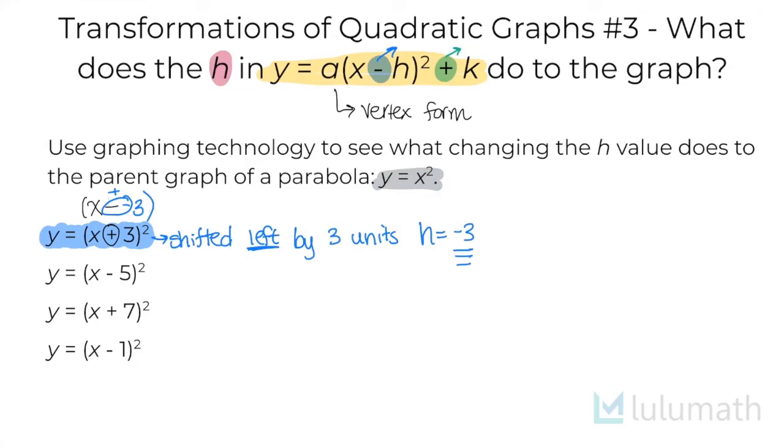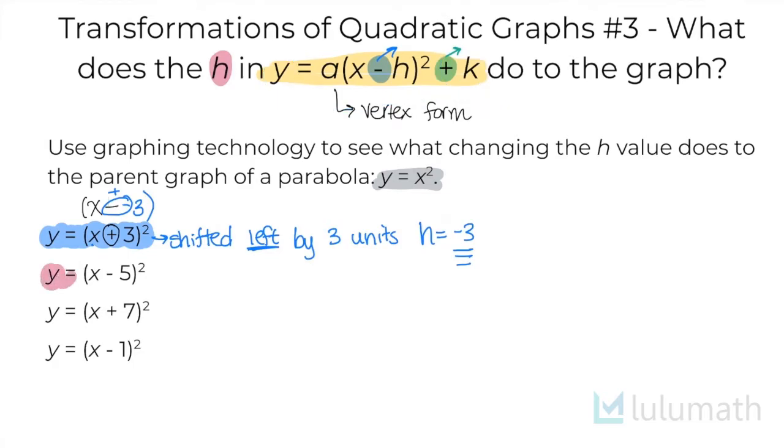Another thing to notice too is that the negative 3 that we have here is with the x, and the x always tells us the horizontal direction, the left or right direction, as opposed to the k value, which tells us the up and down direction or the vertical direction right here. And the reason why we know that is because this is what y is equal to. y is equal to something, this a times x minus h squared, plus an extra k value. So again, that k value is connected to the y, which is why the k went up and down. And if you need a refresher on that, make sure you watch the transformations of quadratic graphs number 2 video.